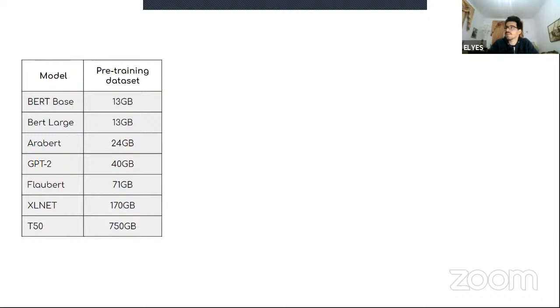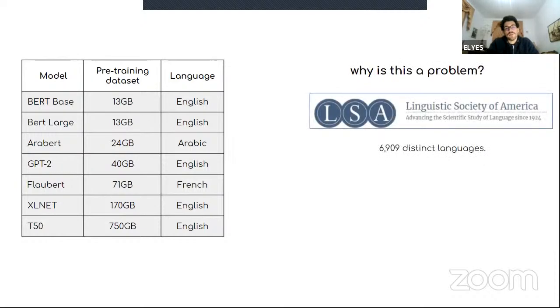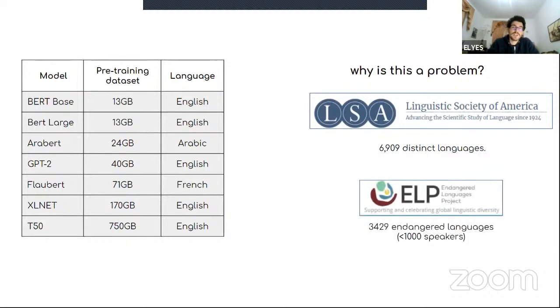And for some languages, that is not a problem. As you can see, most of these are in English, Arabic, French, you might find German, Italian, Spanish, but these are popular languages with so many online speakers and so much content. However, according to the Linguistic Society of America, there are 6,909 distinct languages, and according to the Endangered Language Project, more than half are endangered, meaning less than 1,000 speakers. And this does not even take dialects into account.